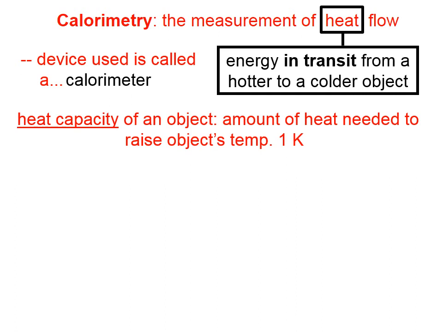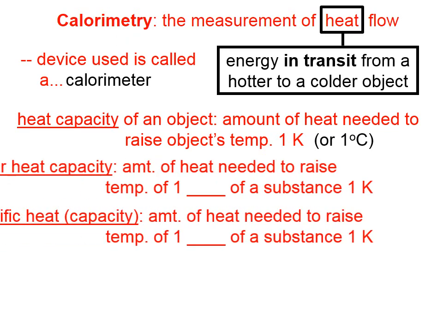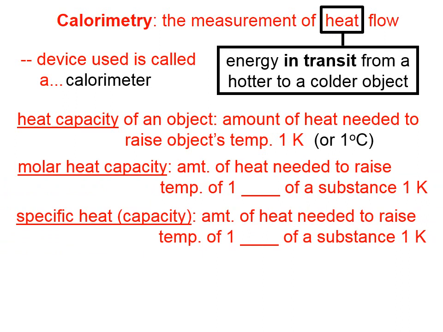The heat capacity of an object is the amount of heat needed to raise the object's temperature 1 Kelvin, or 1 degree Celsius, because a step on the Kelvin scale and a step on the Celsius scale are the same step. The molar heat capacity, as the name would suggest, is the amount of heat needed to raise the temperature of 1 mole of a substance, 1 Kelvin. The specific heat capacity, or sometimes just shortened to specific heat, is the amount of heat needed to raise the temperature of 1 gram of a substance, 1 Kelvin.